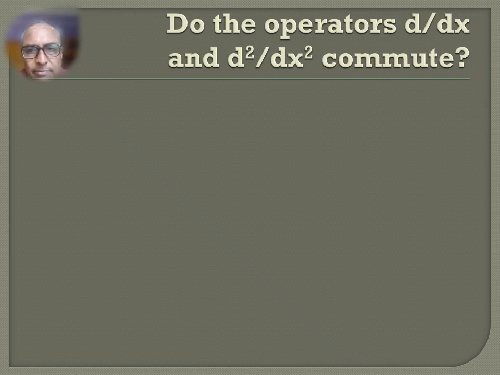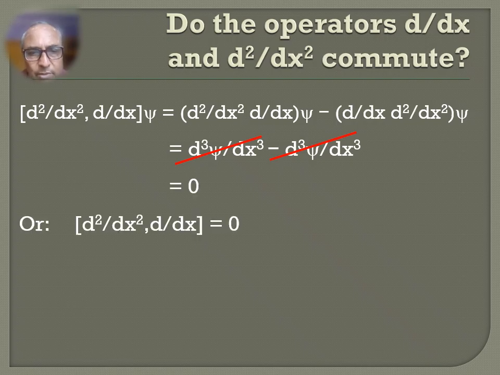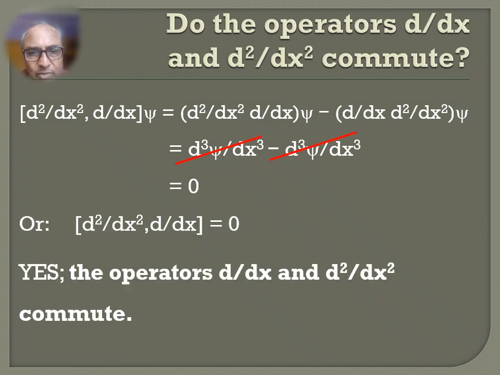Do the operators d by dx and d squared by dx squared commute? Proceeding as before, we get the commutator of d squared by dx squared and d by dx operating on psi is equal to d squared by dx squared times d by dx operating on psi minus d by dx times d squared by dx squared operating on psi, which is equal to d cubed psi by dx cubed minus d cubed psi by dx cubed, which is equal to 0. Therefore, the commutator of d squared by dx squared and d by dx is equal to 0.